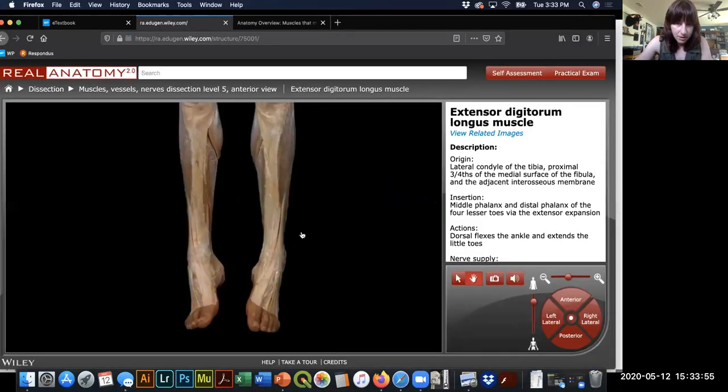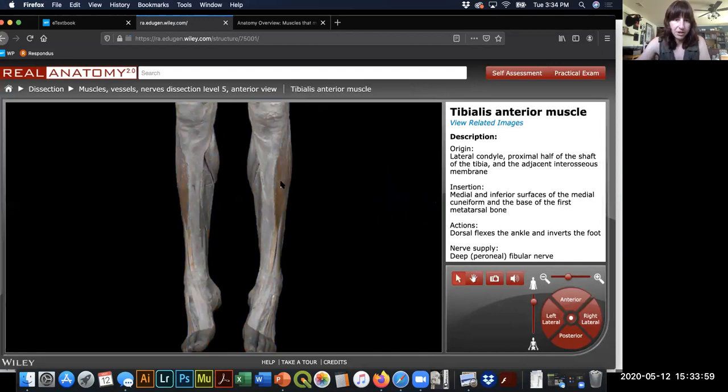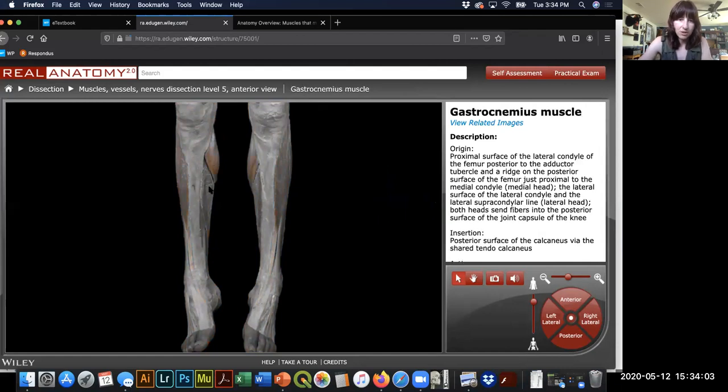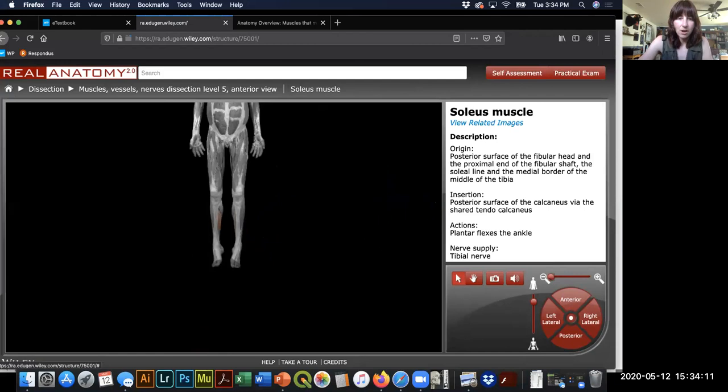And the tibialis anterior, this big guy right here. From the front, we can see the gastrocnemius and the soleus right there, okay? Whew. So those are the muscles of your arms and legs.